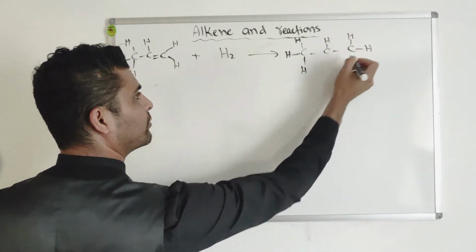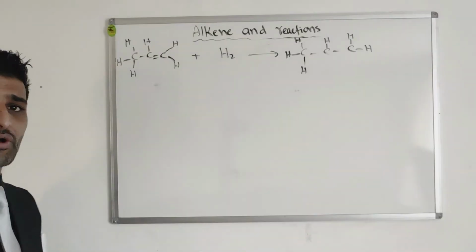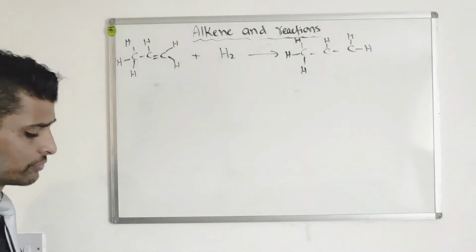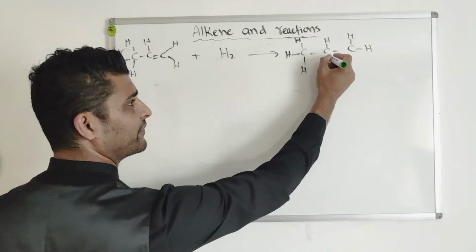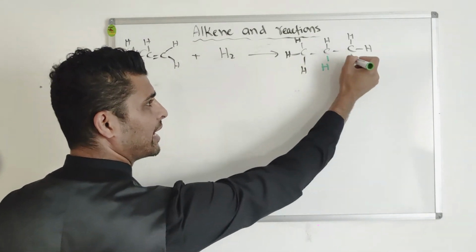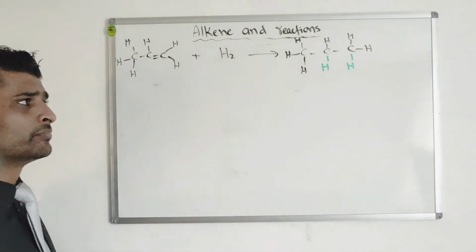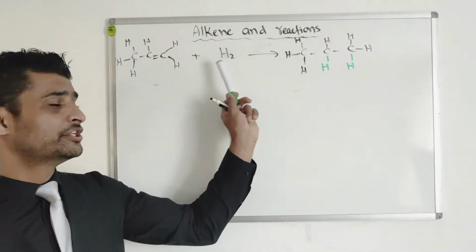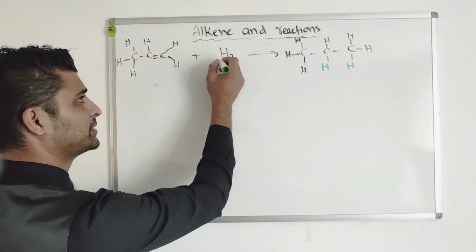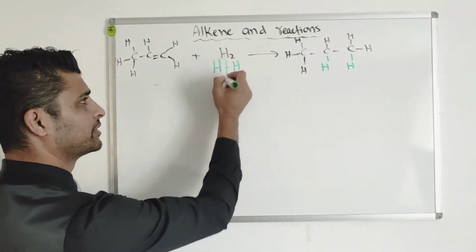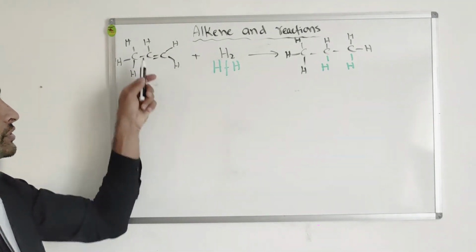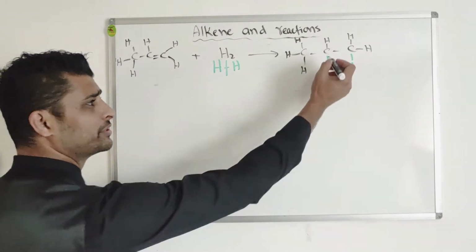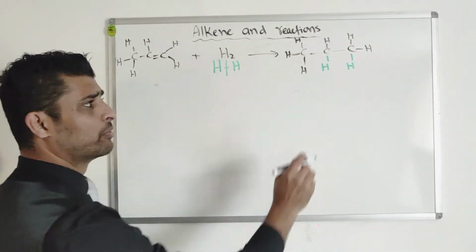I'm going to write down all the hydrogens which exist already, and then I'm going to put the rest of the hydrogen. This hydrogen will be added like this. So 2 hydrogens, so H2 means 2 hydrogen. So basically it was like this. It was broken this way, and it will be added to each carbon atom. But the main point is there is no double bond left.